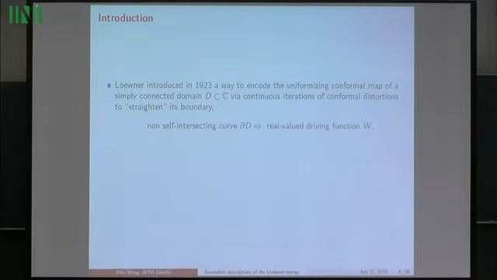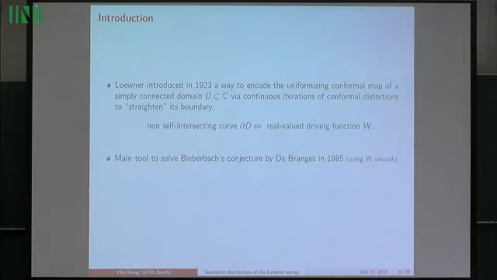His way is to trace out the boundary of this domain by an iteration of conformal distortions that straighten little by little its boundary, and that is called the Loewner flow. He encodes this flow into a real valued function called the driving function. So the study goes from a non-self-intersecting curve that is the boundary of the domain to a real valued driving function W. And this is actually a powerful tool to study univalent functions.